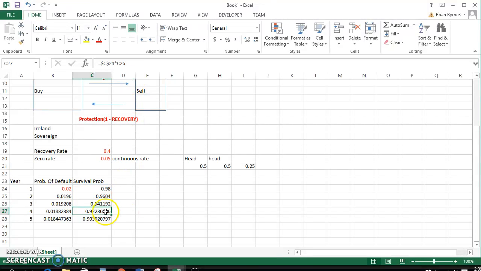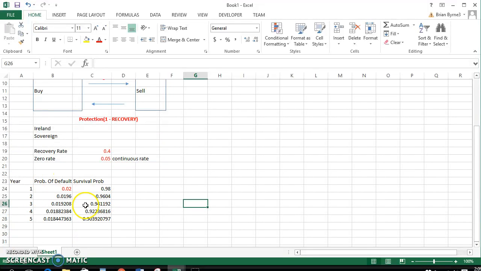So I'm just taking the 98% and updating, multiplying by the last probability of survival. And so by the time we get to year 5, the probability of surviving to year 5 would be this 0.9, 0.39, and so on. And the probability of default each year, at the margin, is declining, relatively speaking. Okay, so let's take away this coin toss example.